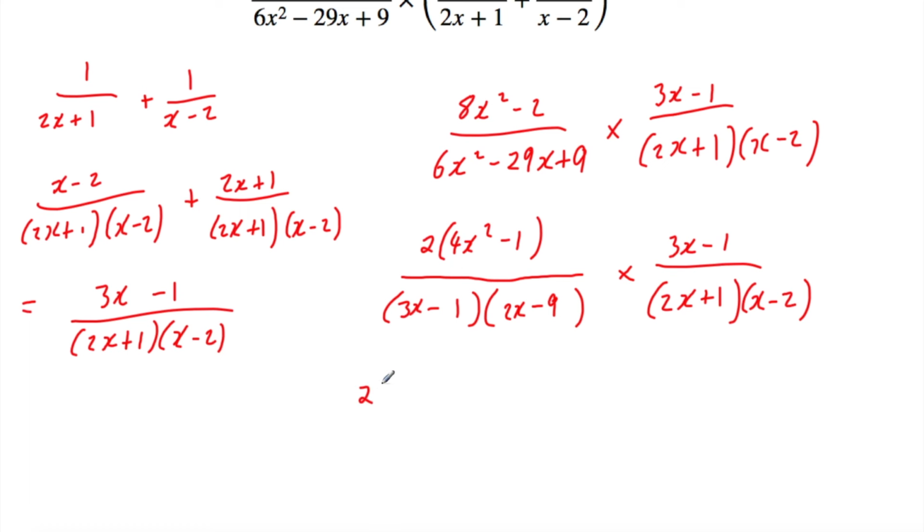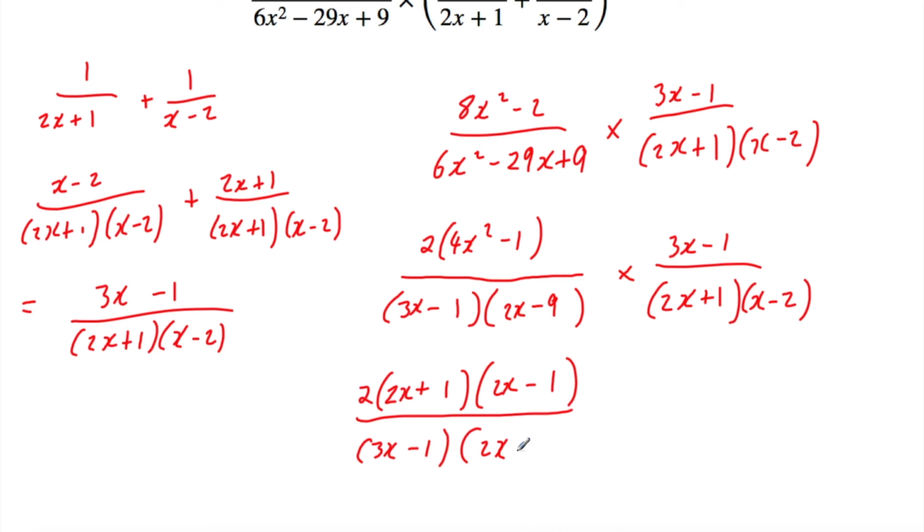So that'll be 2 and then in brackets, bracket, bracket. Square rooting both of these would be 2x and 1, 2x and 1, one with a plus sign and one with a minus sign. So that's how we factorize that. Over, and then we've got 3x minus 1, 2x minus 9, and then here we've got multiplied by 3x minus 1 over, and then we've got 2x plus 1, and then x minus 2.